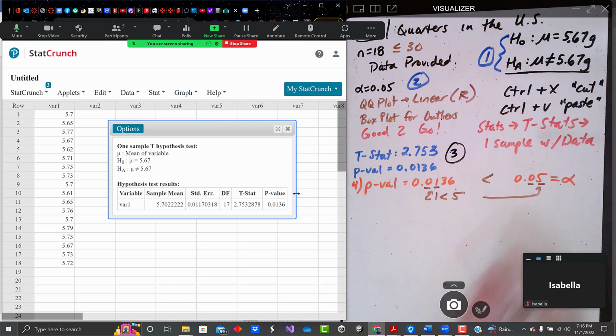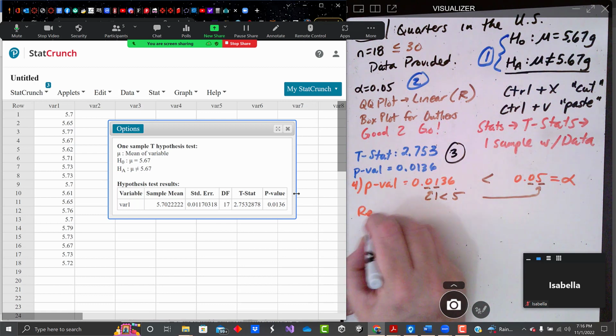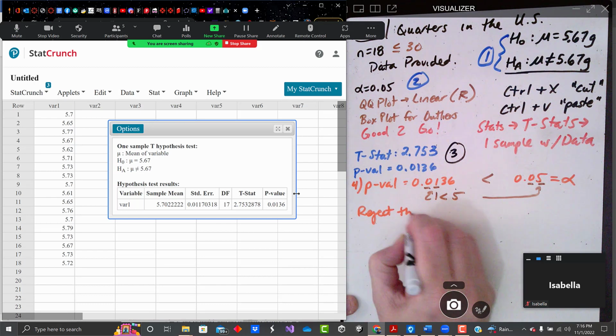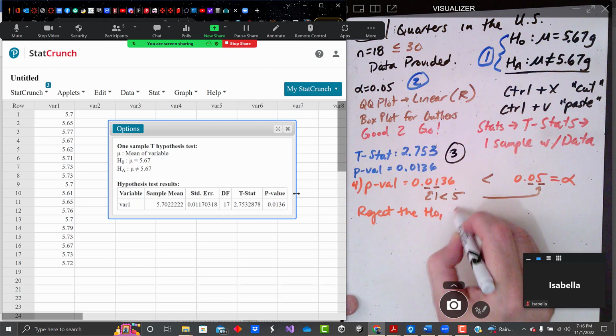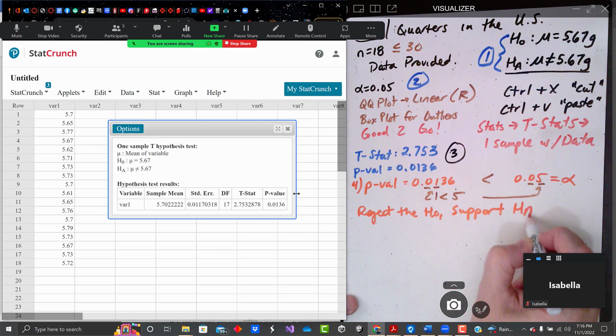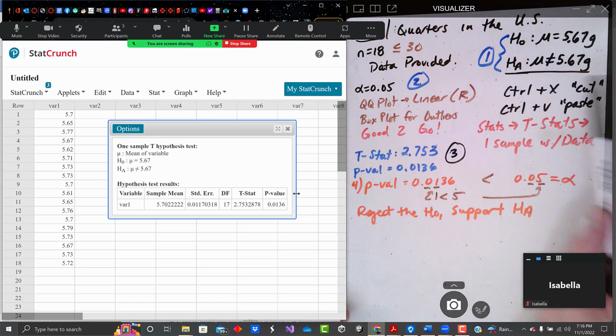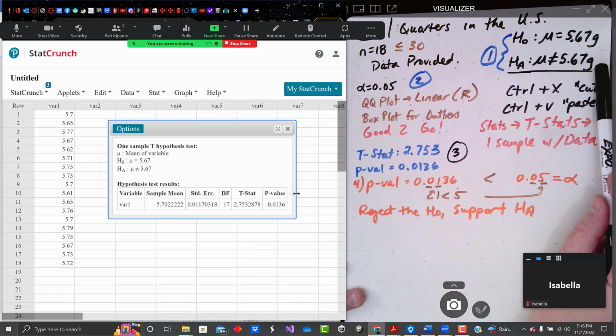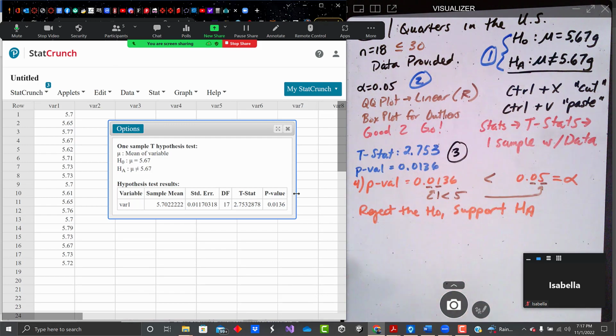So the p-value is too low. The p-value is too low. We reject the H0, and we support HA. And I've got HA listed up here. It was 5.67 grams, and we were talking about quarters in the United States.